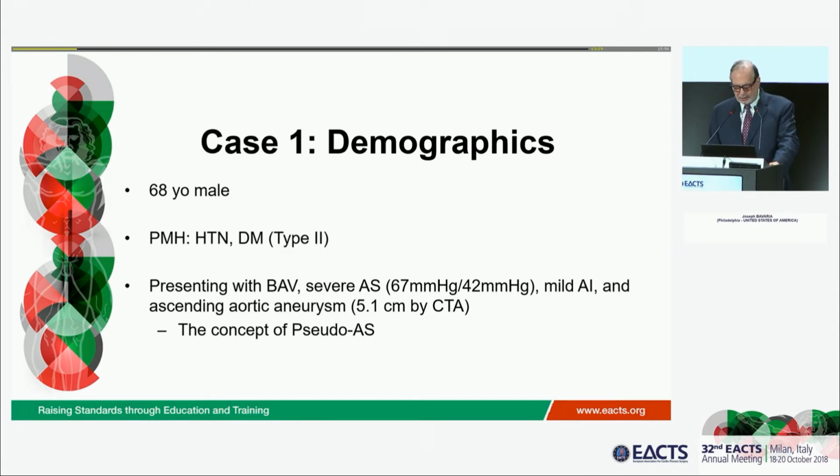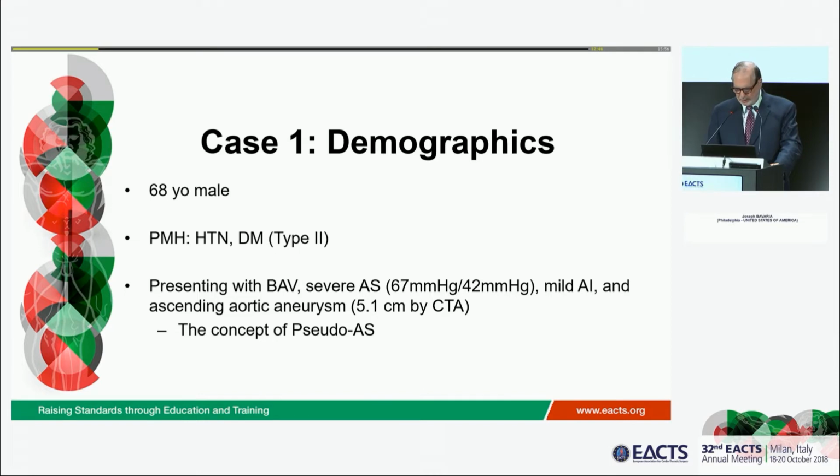So this is a 68-year-old male. He presents with a bicuspid valve, and this particular patient has severe AS, 67 and 42 millimeters of mercury. So you think, well, we'll just put a valve in. He has mild AI, and an ascending aortic aneurysm of 5.1 centimeters. But there's this concept of pseudo-aortic stenosis, where the echocardiogram shows high gradients in the setting of significant AI. So I go into almost every bicuspid case, unless it's really obviously very, very calcified, thinking about a valve repair.